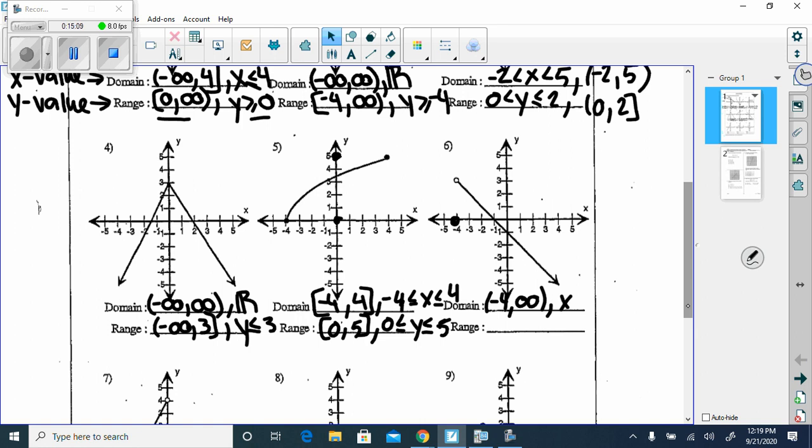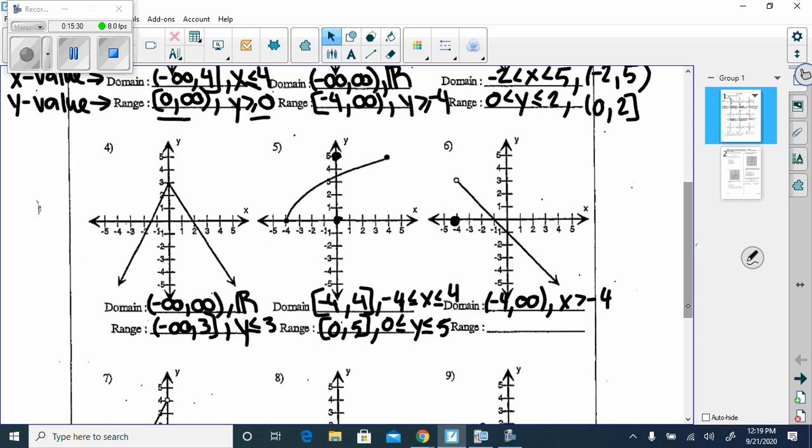So I'm at -4. As I go this way, do I get bigger or smaller than -4? Bigger. So I would say x is greater than -4. And no equal to sign since it's open. Okay? Then we've got our range.